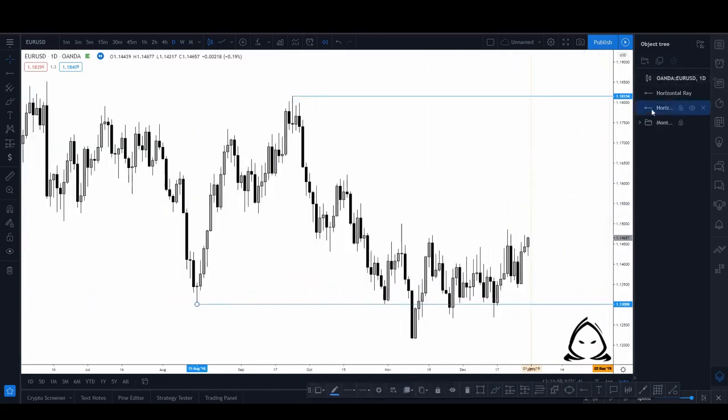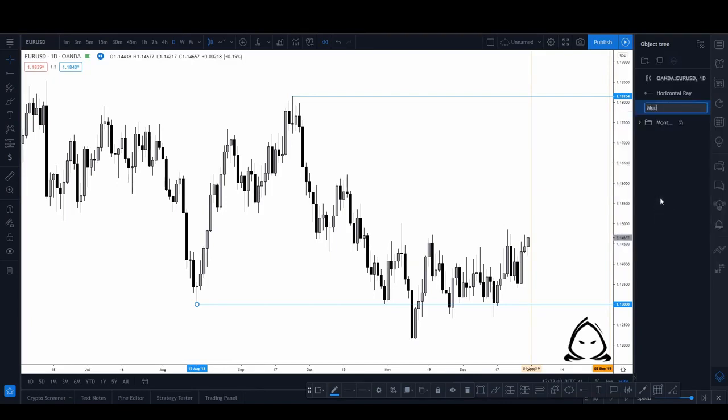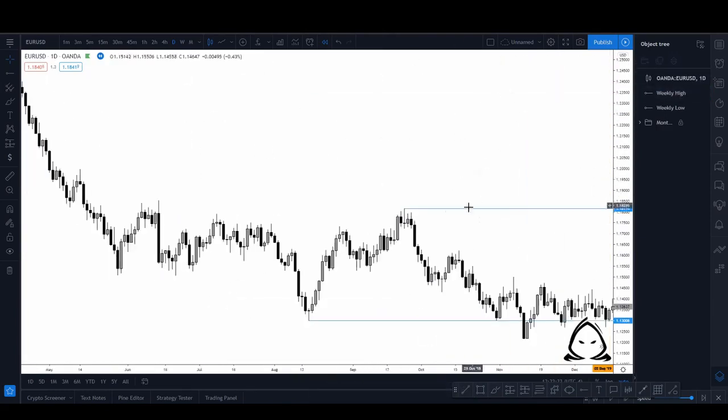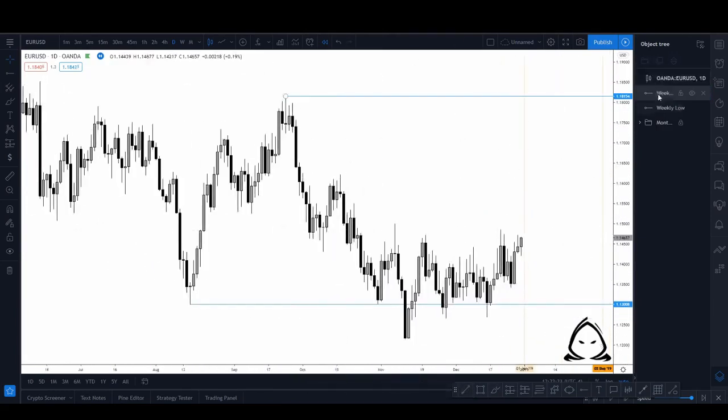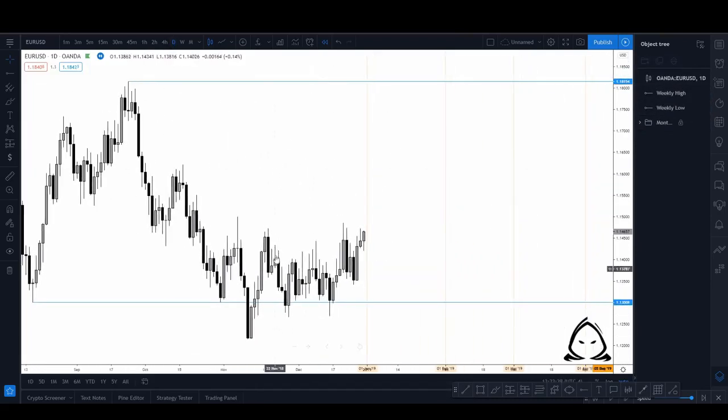And what you can also do is rename the objects themselves. So if you single click, it'll allow you to edit the text, or you can right click, hit rename, and then we can just put weekly low, and we can do this one as well and put weekly high. Basically what this does is we're now able to see very quickly what these objects are, so we can move them around and interact with them in an easier way.